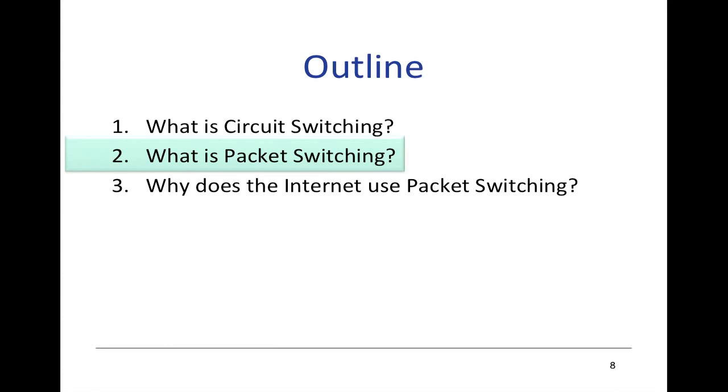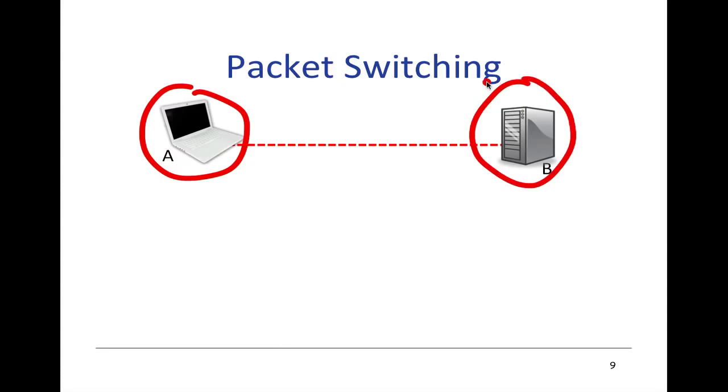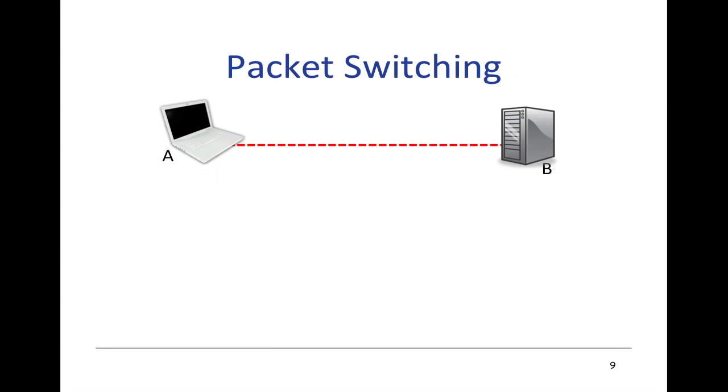So let's take a look at packet switching in contrast to circuit switching. Again, we're going to look at two end systems communicating. In this case, we're going to look at this laptop on the left, A, and it's going to be talking to the server on the right, B. In practice, these of course could be anywhere in the internet.